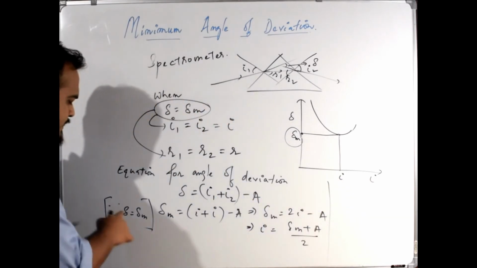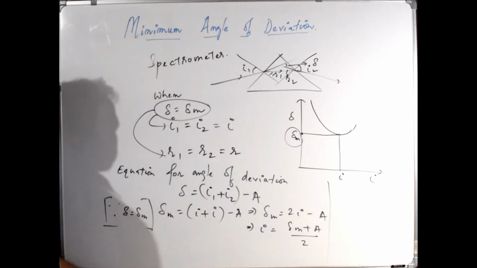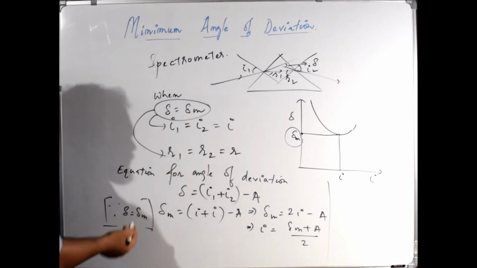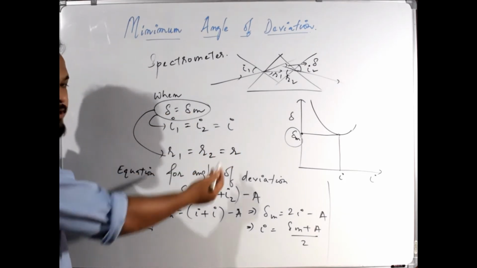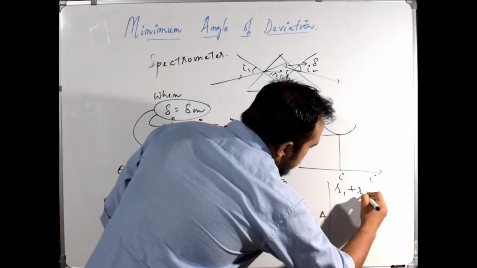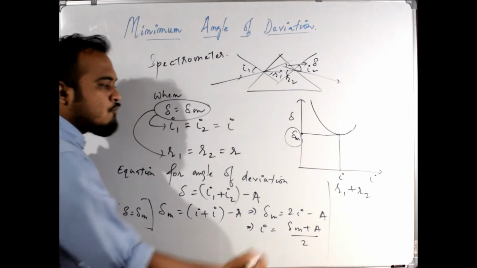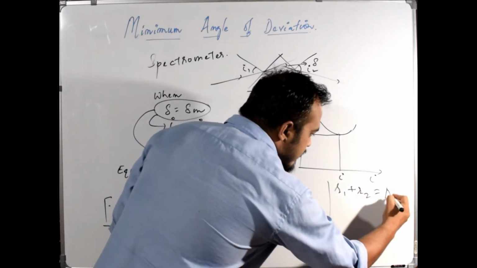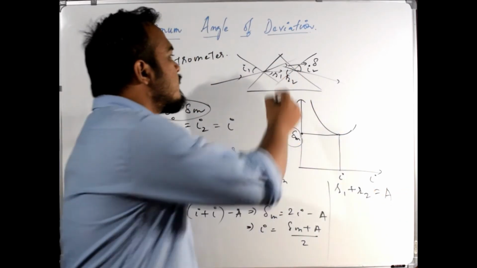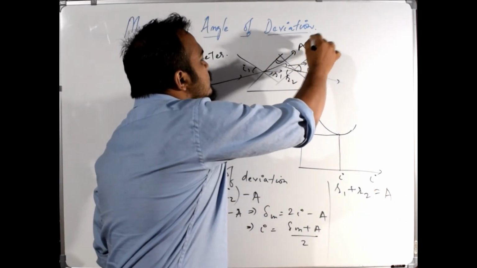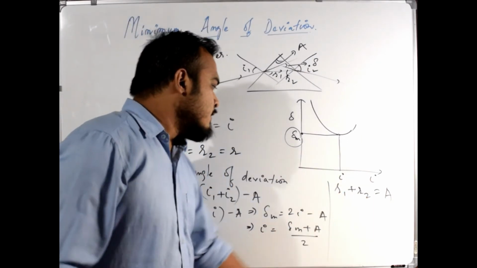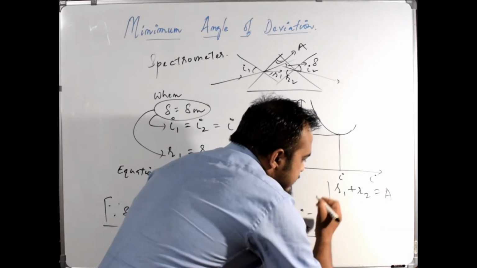In the same case, that is delta equal to delta m, R1 was equal to R2 is equal to R. So what was R1 plus R2 equal to? In the previous video we have found that R1 plus R2 was equal to A, the angle of prism. A is nothing but the angle of prism.